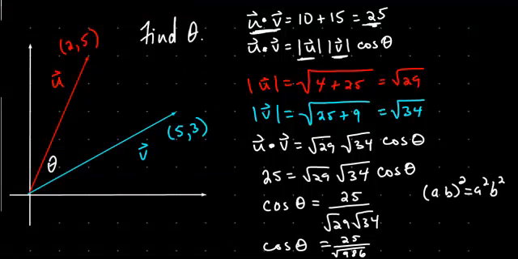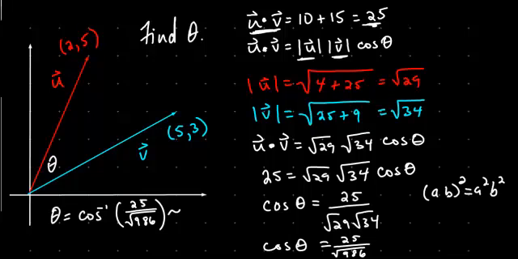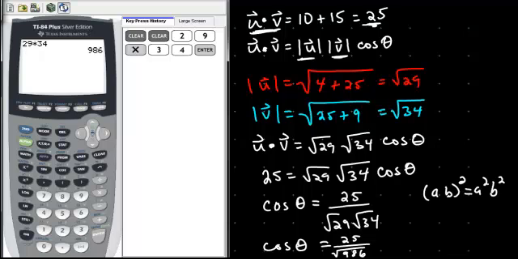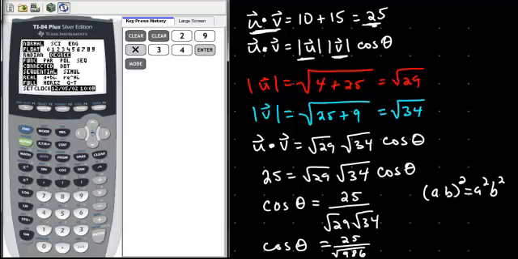986. So we're going to get that theta equals the inverse cosine of 25 over the square root of 986. Let's get an approximation for that. Let me make sure what mode I'm in. Go on radians.